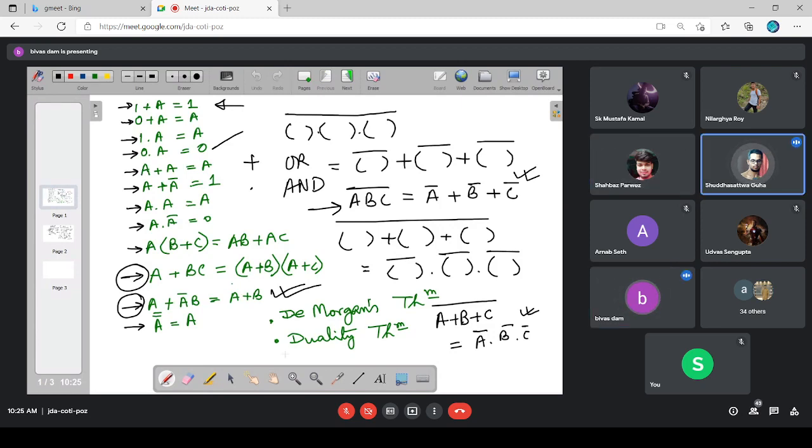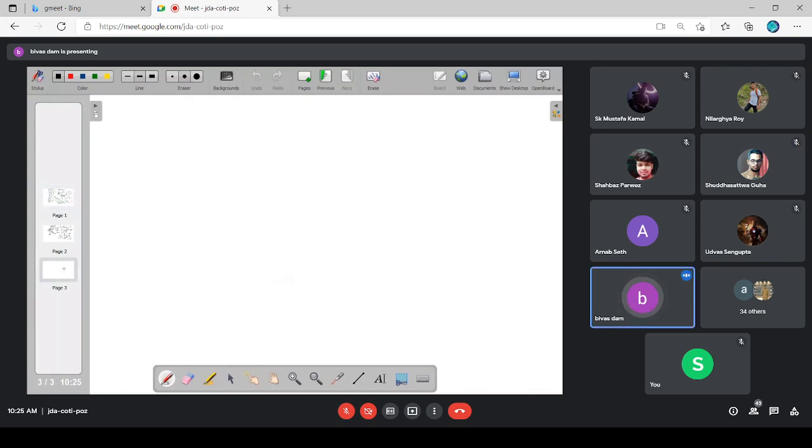Duality theorem. Now, let me go for that statement. Let me first give the duality theorem statement. If there exists one valid Boolean equation, that means there will be one left hand side and one right hand side, and in between there will be one equality sign. That means left hand side is equal to the right hand side.